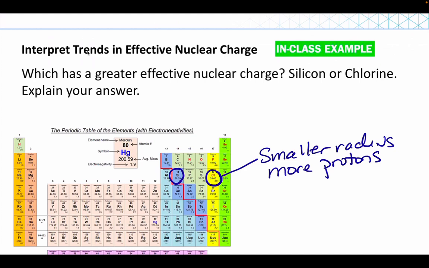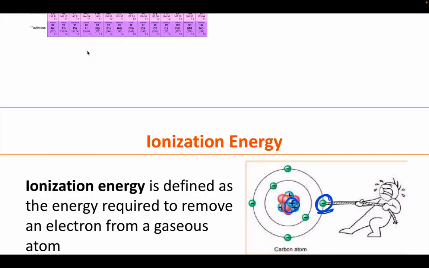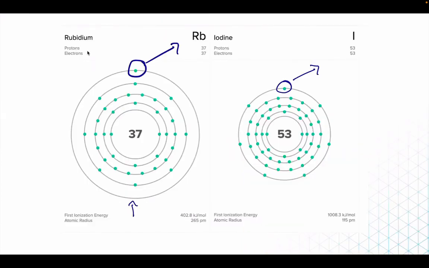So here's where you can look at this example again. Is it going to take more or less energy to remove the electron from the rubidium, or to remove the electron from the iodine? So the iodine is going to have a higher ionization energy and the rubidium will have a lower, which means it's easier to pull the electron off of the rubidium. It's harder to pull the electron off of the iodine.